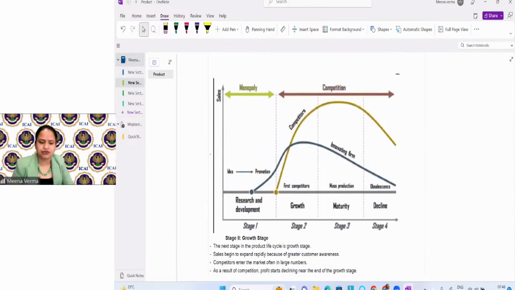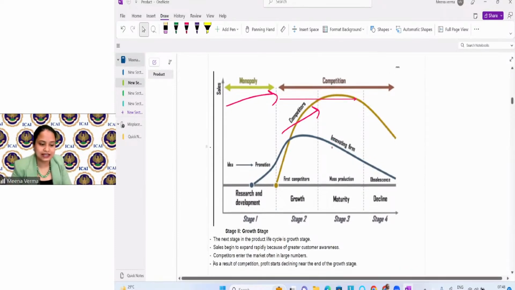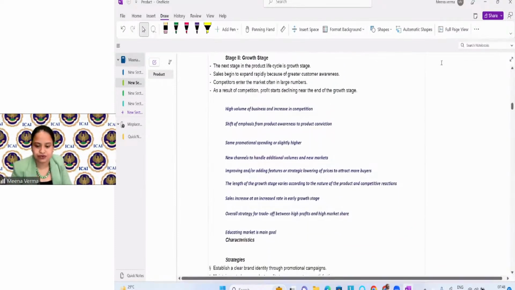You can see in this graph also that initially the company's product will have a monopoly, but later on, gradually the competition will increase. So in growth stage, the competition has increased, right? Okay, now let's read the strategies and the characteristics of this stage, growth stage.